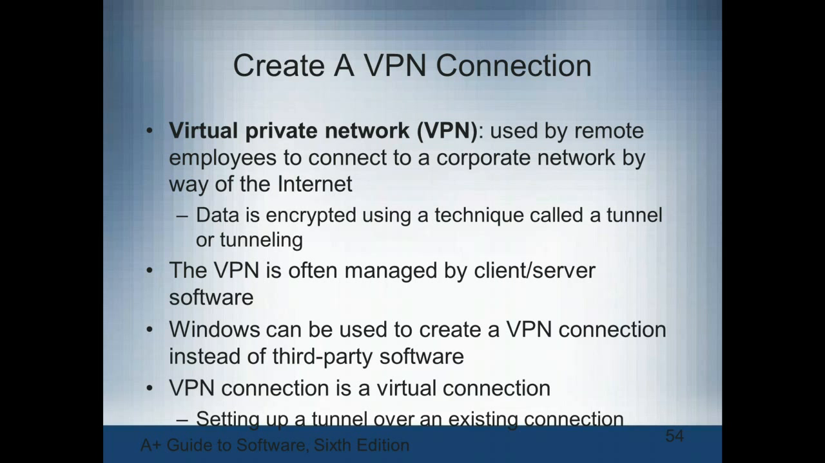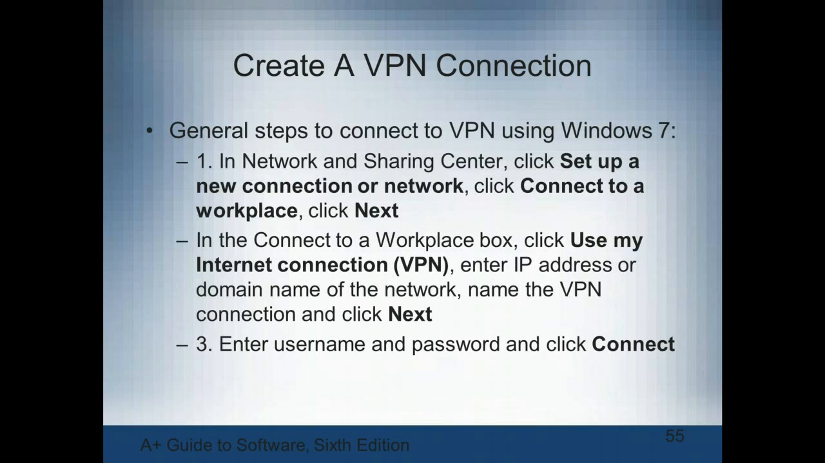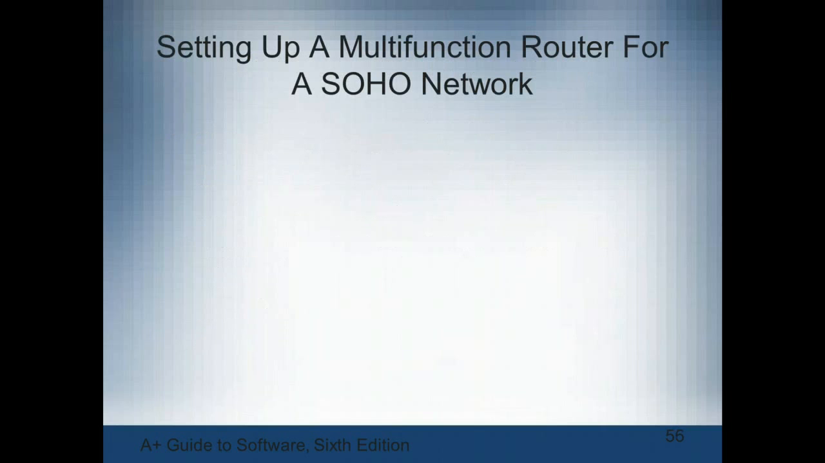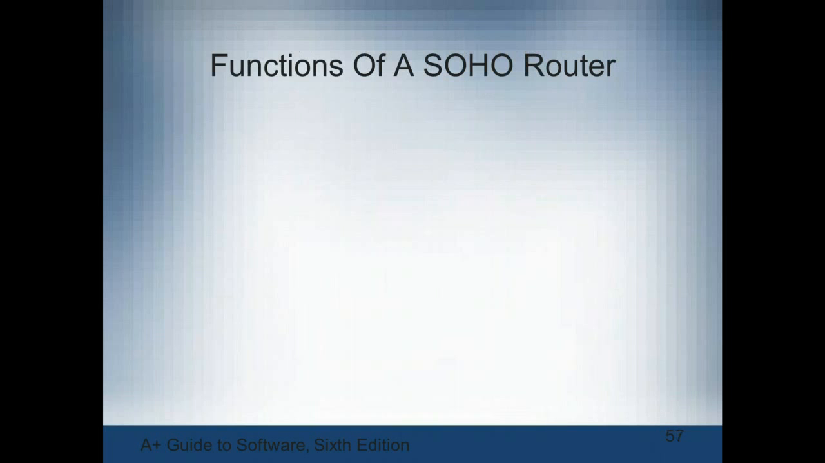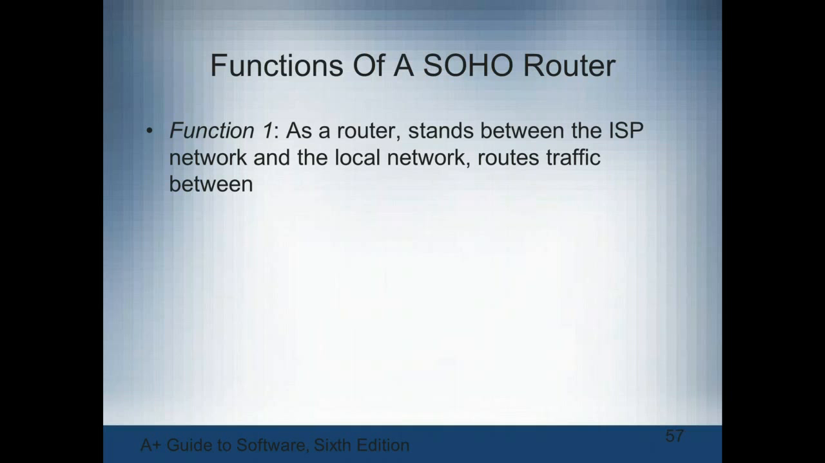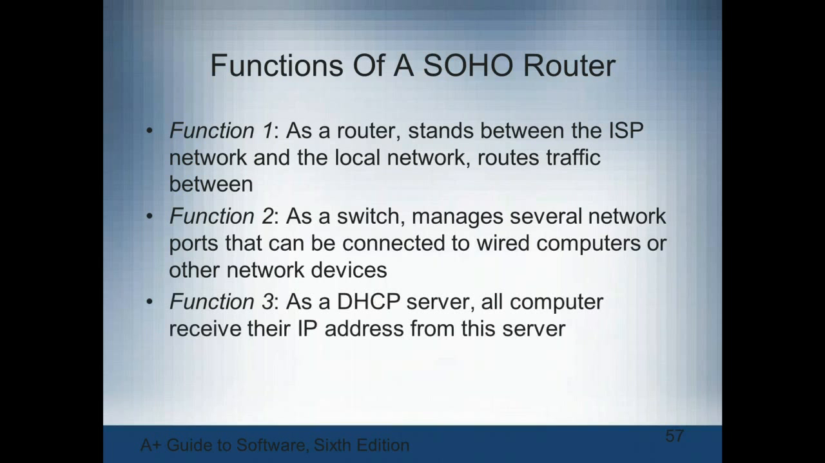VPN connections create a tunnel. Encrypted connection is a better way to think about that. The steps are in the book to do this, and that's one of your activities for tonight. A multifunction router is the other one of your activities for tonight. There is a file that you will use to do that, and it'll tell you what your grade is as you go. As you do things, it'll go up. You should be able to get 100 on it, and it's got a place to upload it.